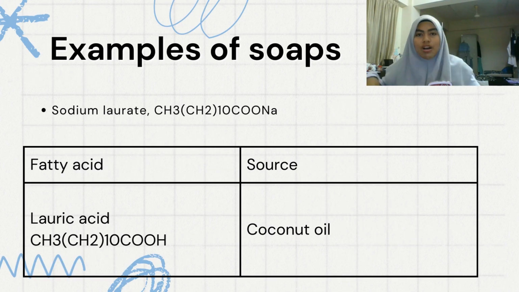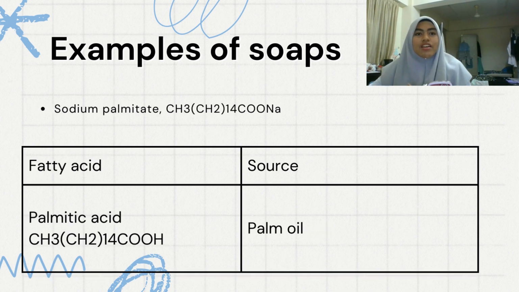An example of soap is sodium laurate. Sodium laurate is made from the fatty acid lauric acid, and the source of oil used for sodium laurate is coconut oil. Another example of soap is sodium palmitate. Sodium palmitate uses a fatty acid called palmitic acid, and the source of oil used for sodium palmitate is palm oil.